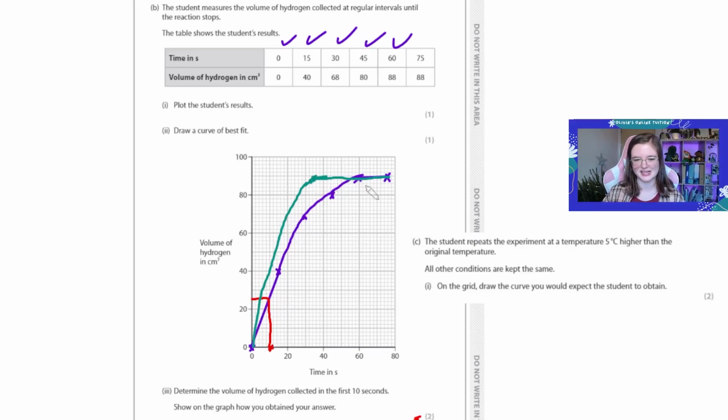But with a pencil, a bit easier. And then finishing off at the same place, it'll just finish at that point sooner in time. And there we are. That's part C.